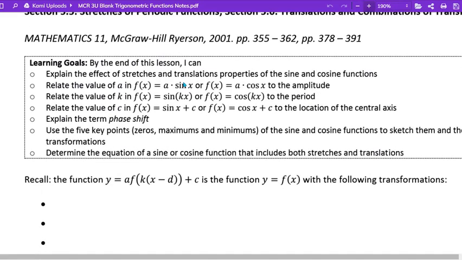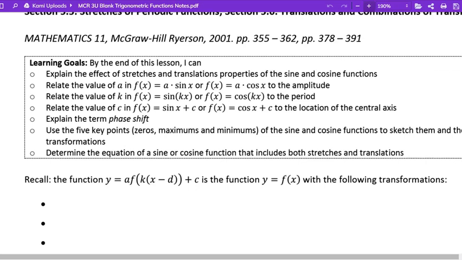We are going to look at C, the vertical translation, and that moves the central axis, right? Remember we talked about the central axis, the middle line that goes through the curves? Well, that we can move with the C. And then the last one that we're going to look at is D. That's the horizontal translation, and we give it a new name. We give it the name of phase shift.